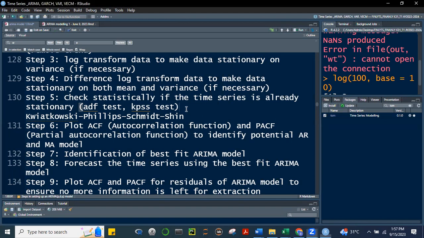And what's this used for? This is to statistically test if your data, in particular the transformed data, in our case the double difference log transformed data, is already stationary. So we don't necessarily just trust our visuals because sometimes that can be difficult. There's a statistical test for that. I wrote it here. Okay. See, Phillips, Schmidt, and Shin.